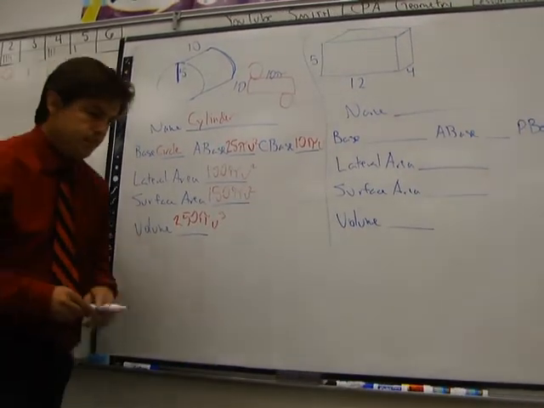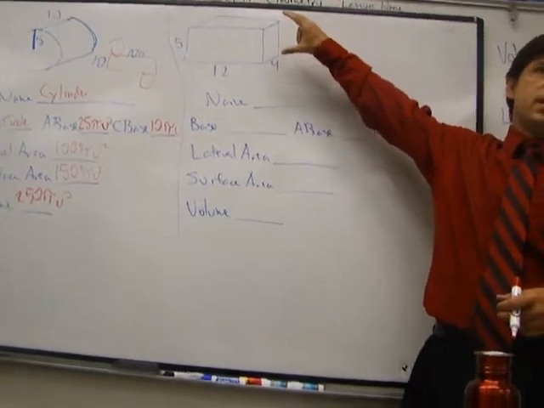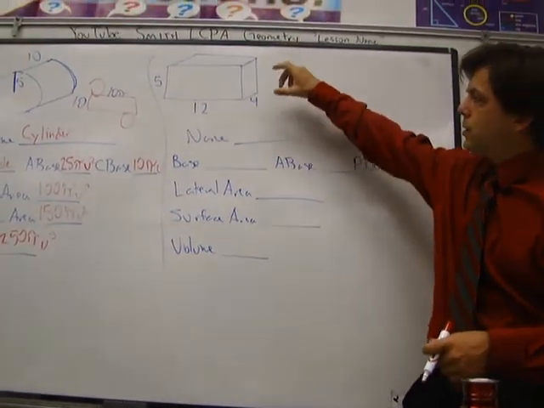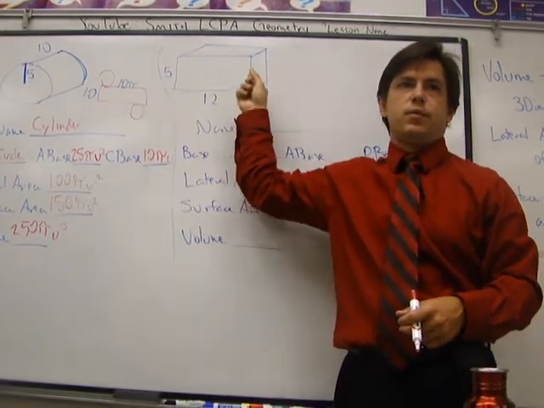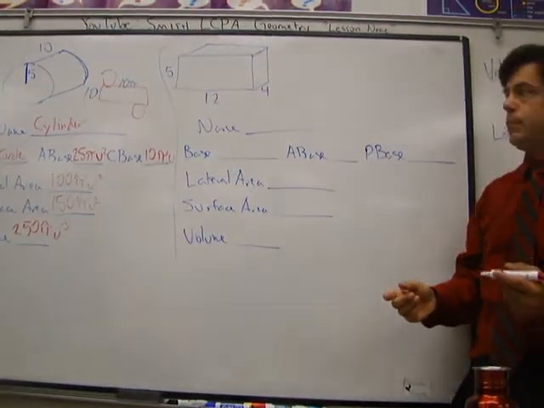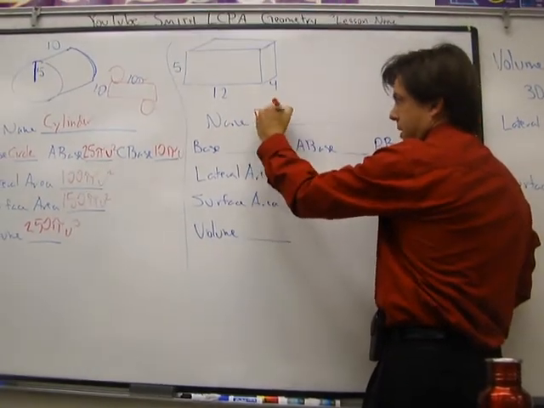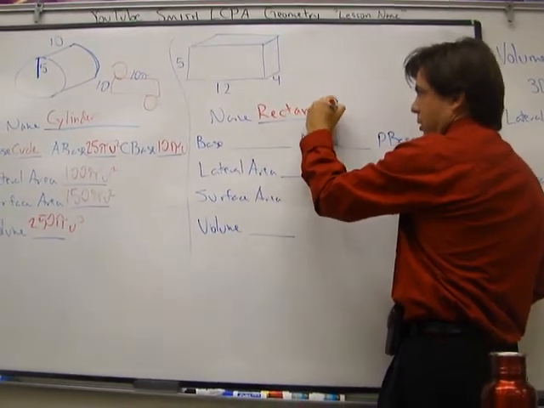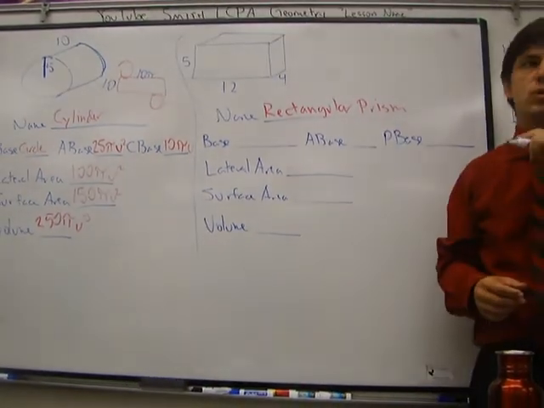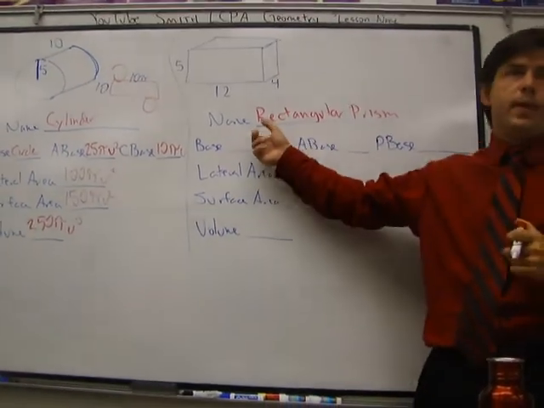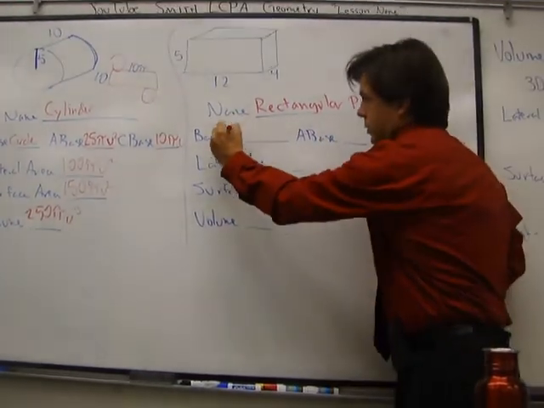Okay, next one. We're going to use the front to represent the base here. So what shape is the main shape or the base of this prism? Rectangle. So what kind of prism would this be called? Rectangular prism. Okay, so what is the base of a rectangular prism? It's a rectangle, of course.